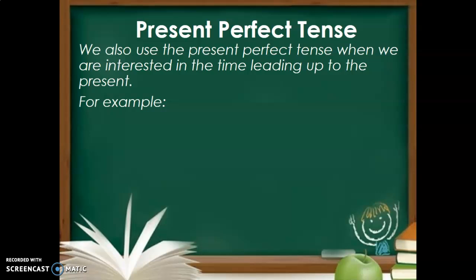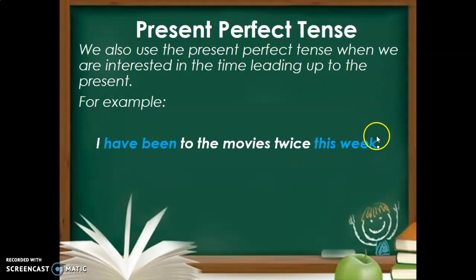We also use the present perfect tense when we are interested in the time leading up to the present. When we want to let people know about the time we are interested in. Okay? And it's connected to the present. For example, I have been to the movies twice this week. When? This week. So this is a time phrase that we use for present perfect tense.